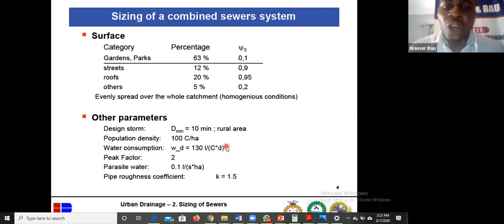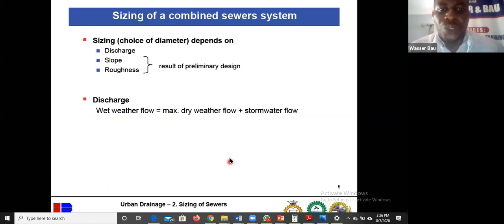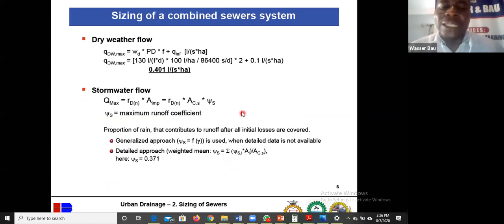And based on code and standards, we use a safety factor, otherwise called peak factor, when it comes to water reticulation design. And then we also added a parasite water factor of 0.1. This is just like another additional safety factor. Then for the pipe roughness, we assume we are using concrete pipe, and the pipe roughness is about 1.5 for the stormwater.